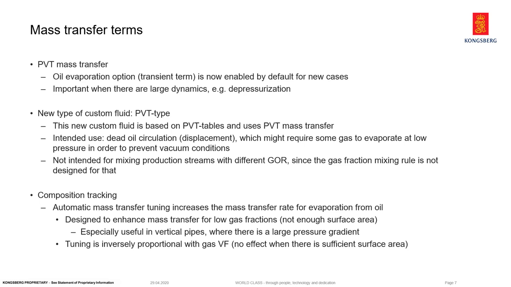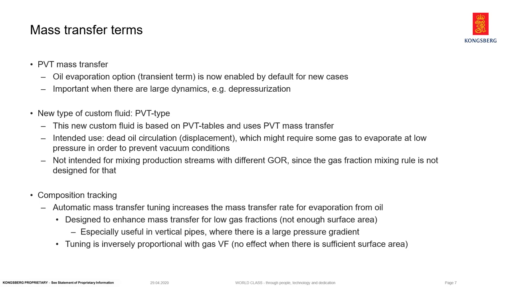And then finally, the composition tracking. It uses a different kind of mass transfer term. There we've focused on the evaporation from oil at low gas volume fractions. So we've implemented an option there that we call automatic mass transfer tuning, because we were having some issues with the gas starting to form in the oil phase, especially in vertical pipes. And the reason for that problem was that we didn't have enough surface area to begin with.